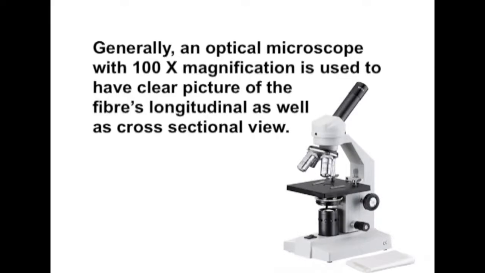Generally, an optical microscope with 100x magnification is used to have a clear picture of the fiber's longitudinal as well as cross sectional view. A projection microscope can be preferred as the magnification is higher and the bigger screen facilitates tracing of the fiber shape. A polarizing microscope with a fiber lens provides good contrast and can be used for most specific observations such as extension bands in cotton fiber.